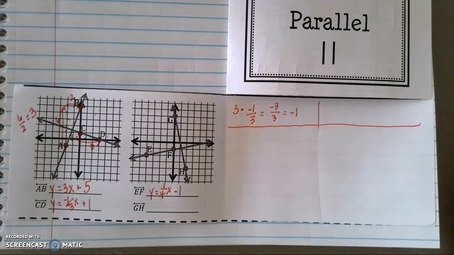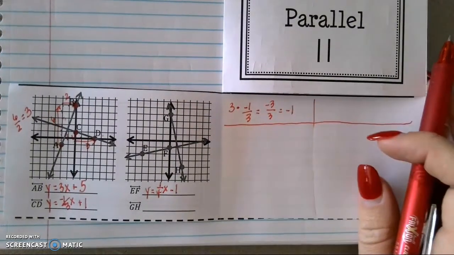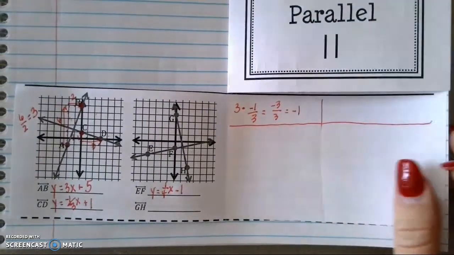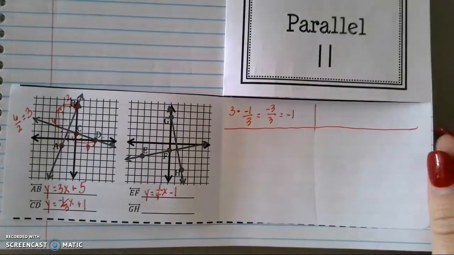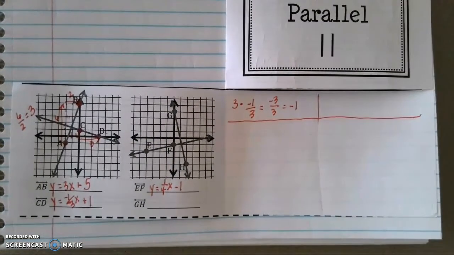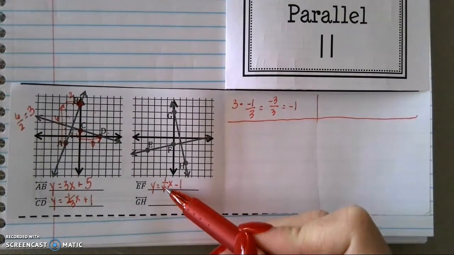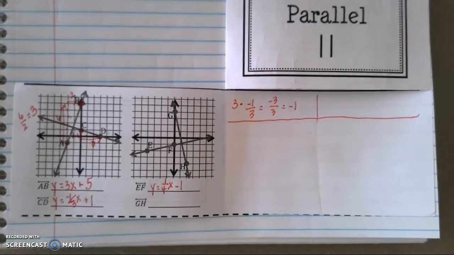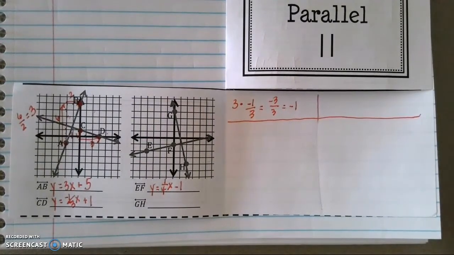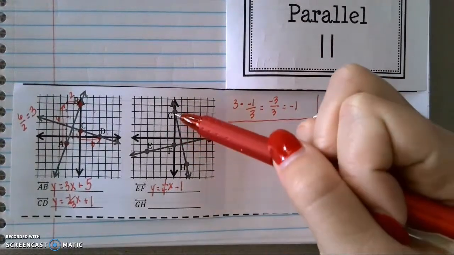Now before we write the next line, let's predict what our other slope is going to be. So if I have a positive 1/4, what does my slope of my other line need to be in order to be perpendicular? Okay, so now let's see if that's what we thought it was going to be.